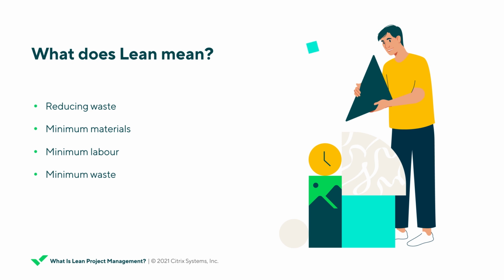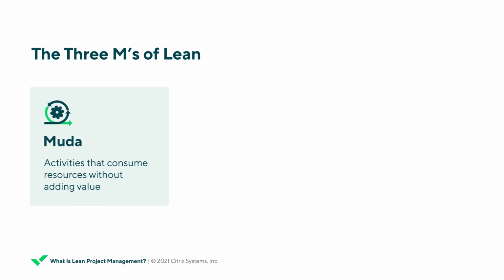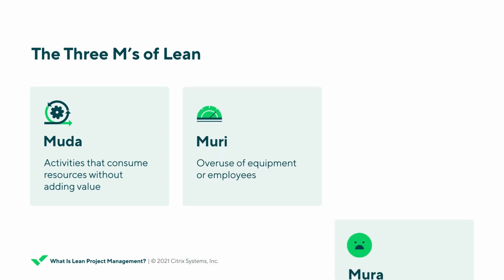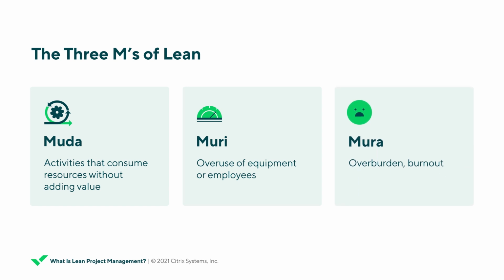Lean identifies 3 kinds of waste that adopters should be mindful of. These are Muda, which refers to activities that consume resources without providing value. Muri, which is the overuse of equipment or employees. And Mura, which means overburden and refers to when tools or people are overused and burnt out as a result. As a lean team, your objective is to cut out as much of these types of waste as possible.